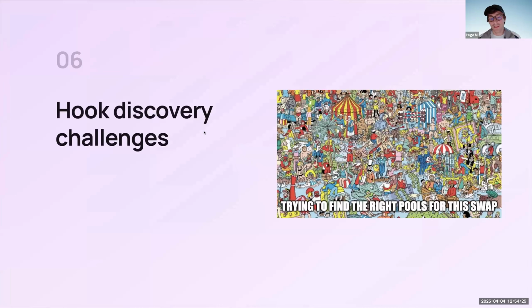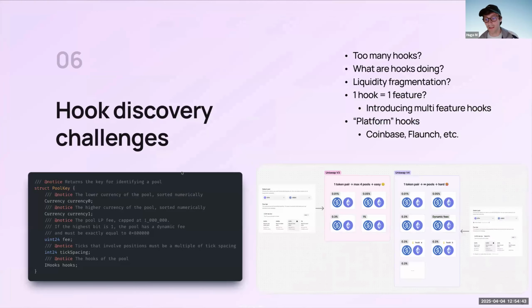And something that we discovered along the way is the whole challenge around how we can discover hooks. So maybe in a not so far future, people will be trying to find the right pool for a swap, because as of Uniswap v4, for a given token pair, there is not a finite set of pools. It's infinite. Depending on the hook, depending on the fees, it's really infinite. So finding the right pool might be hard. Also, it might spread liquidity a little.